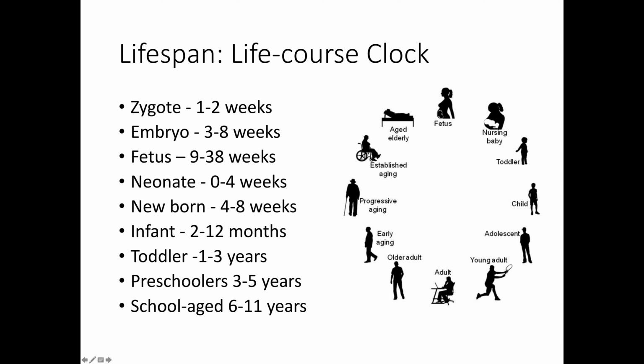As you can see with the image, it gives you a nice outline of that life course, but in sort of a round analog clock. So we've got from the fetus to nursing baby to toddler to child, adolescent, and you can see all the way around from established aging to aged elderly. What I like about this is so much of the time we focus on development ending at adult.